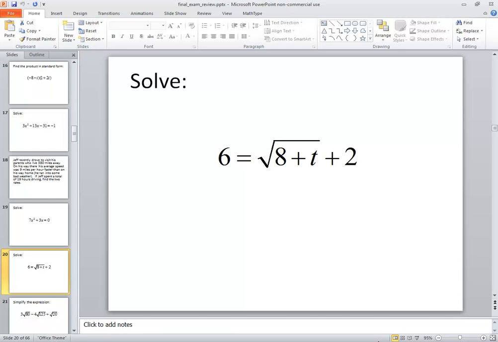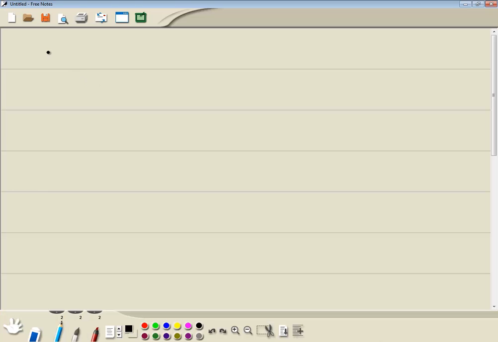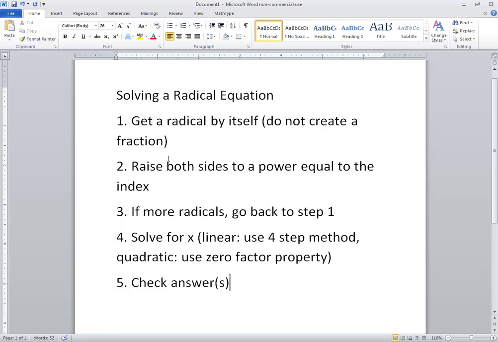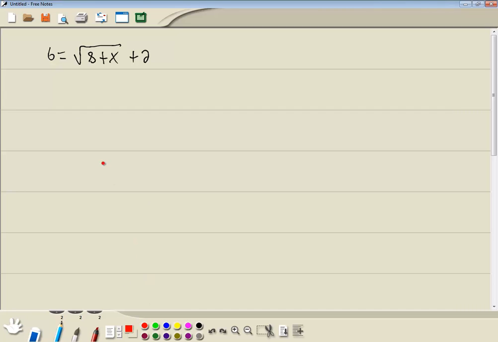Okay, so we got 6 equals the square root of 8 plus t. I don't like t's. I'll put an x there. My t's look horrible. Plus 2. Step 1, get a radical by itself. When I say get a radical by itself, we want just the radical on one side. Nothing in front of it, nothing after it.